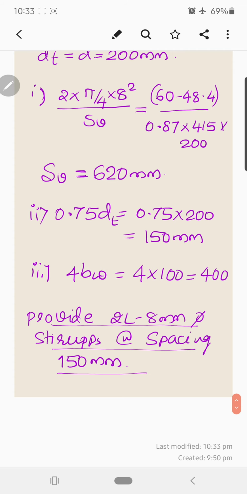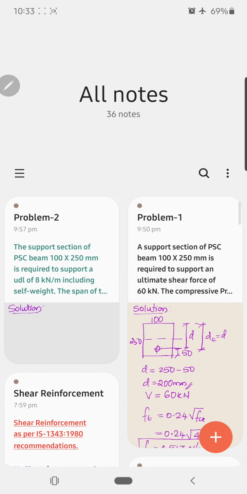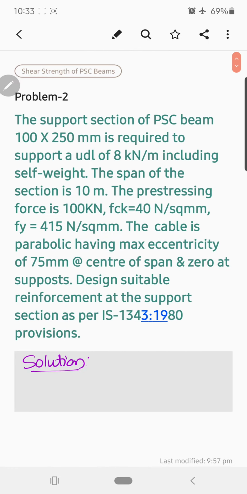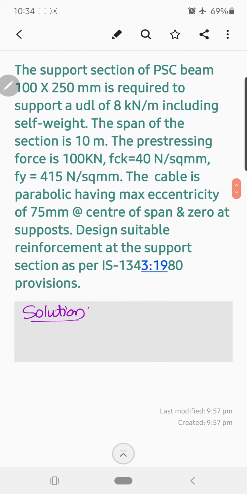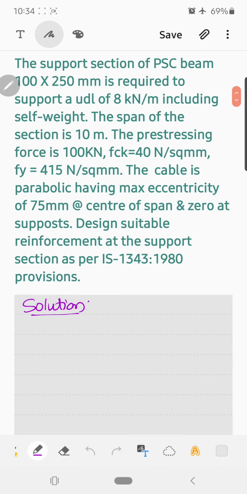And let us take another problem. In this, the support section of a PSC beam size is given. The load is mentioned here, 8 kilonewton per meter, which includes the self weight; if not, self weight has to be added. The span of the section is 10 meter. The pre-stressing force is mentioned. FCK and Fy values are given. The cable is parabolic, with eccentricity of 75 at center and 0 at support.